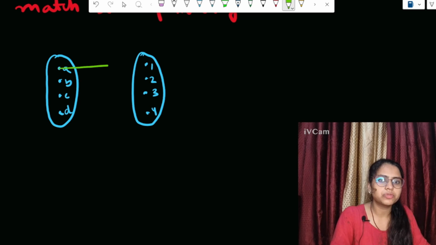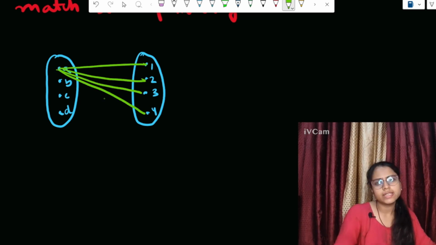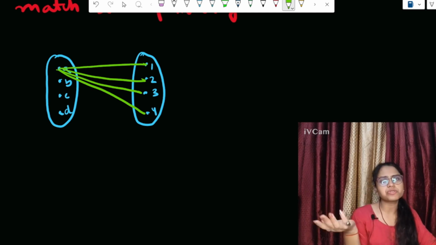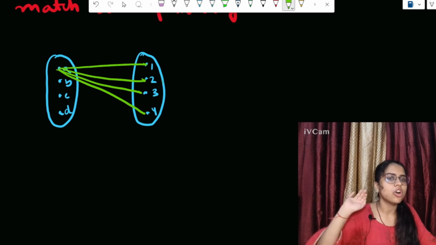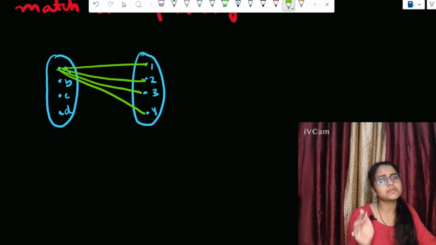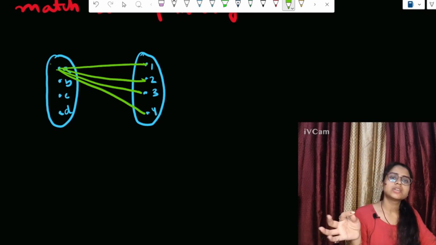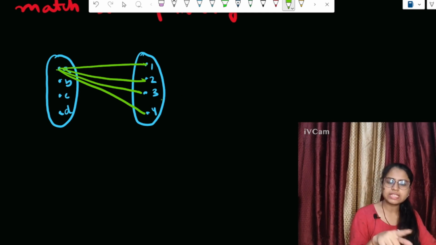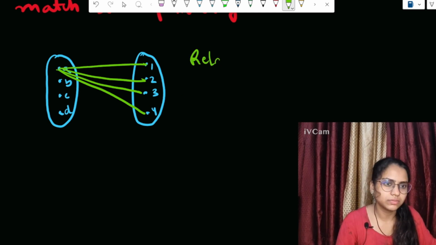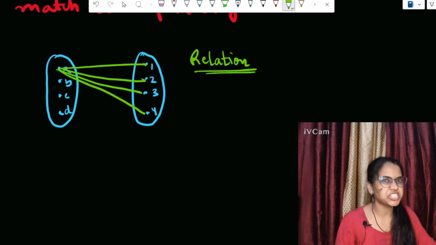So A can go to 1, A can go to 2, A can go to 3, A can go to 4, right? Similarly, let's say your option A is even numbers. Option 1 says all numbers divisible by 2, all numbers divisible by 4 is option 2, all numbers divisible by 8, option 3. So you can relate, right? So this is your relation. Now our relationship begins.